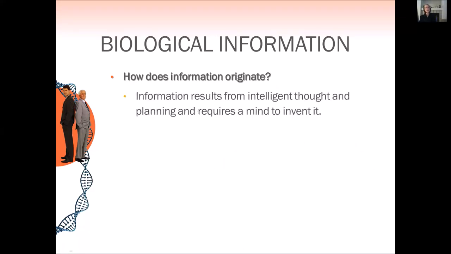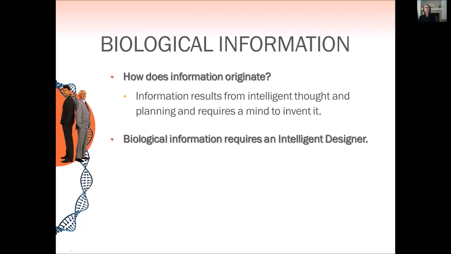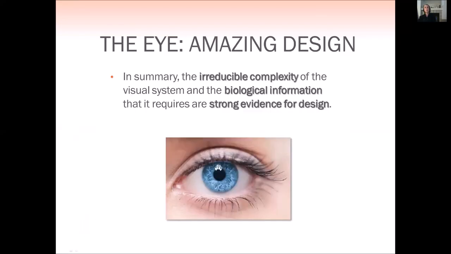Information requires intelligent thought. It requires planning. It requires a mind to invent it. And so the biological information that is needed to make an eye, to make the visual system, and to make it function, that biological information requires an intelligent designer. So in summary, we are looking at some very strong evidence for design as we look at the eye.